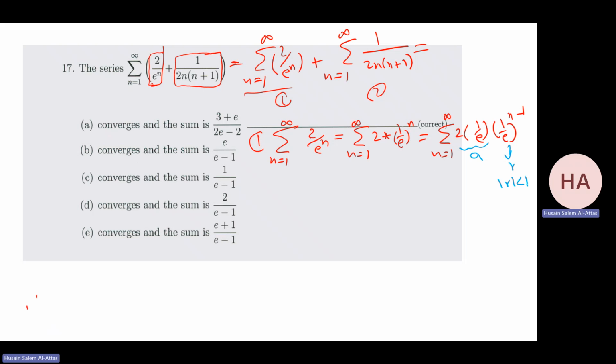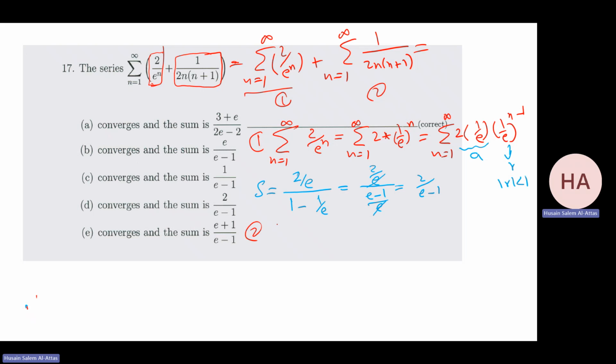Very clear, the absolute value of r is less than 1, so it converges. So the sum for this one, for 1, will be a, which is 2 over e, over 1 minus r, which is 1 over e. That will be 2 over e over 1 minus 1 over e. That will be 2 over e over (e minus 1) over e. The e cancels, so I have 2 over e minus 1. That is that for 1. Now we'll go back for 2.